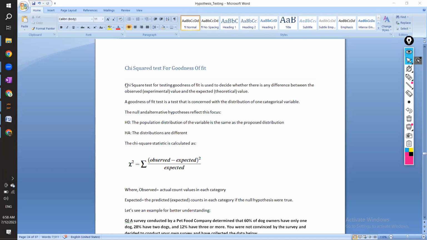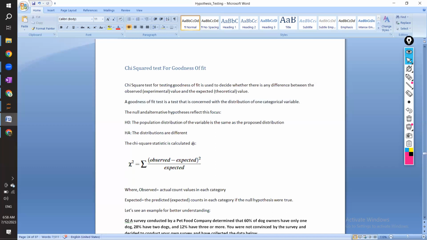The chi-square test for testing goodness of fit is used to decide whether there is any difference between the observed or experimental value and the expected theoretical value. A goodness of fit test is concerned with the distribution of one categorical variable. The null and alternate hypotheses are the focus. Null will say the population distribution of the variable is the same as the proposed distribution, and alternate will say the distributions are different.